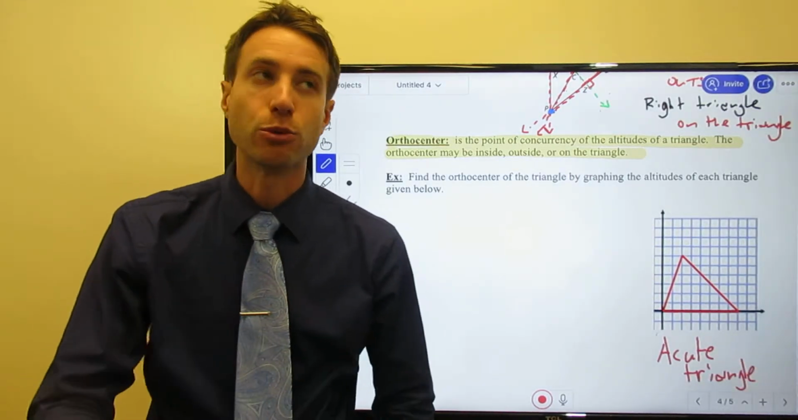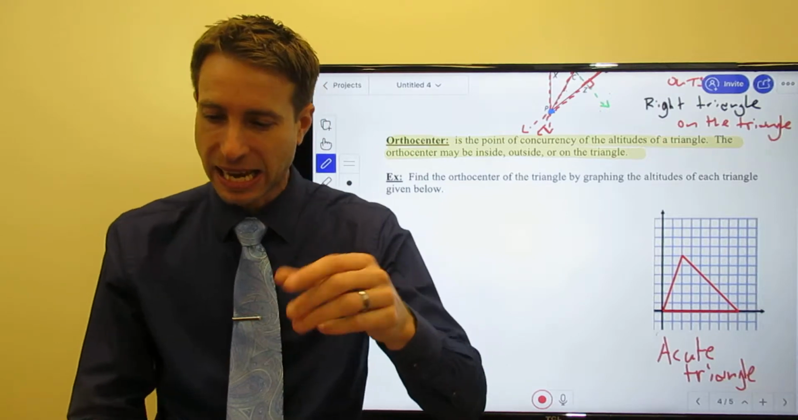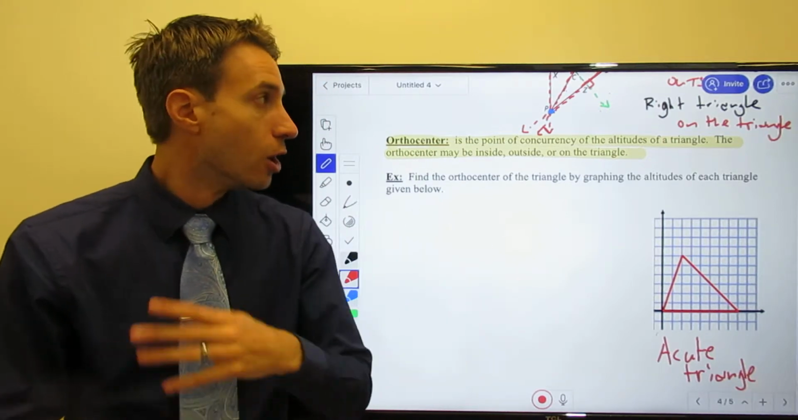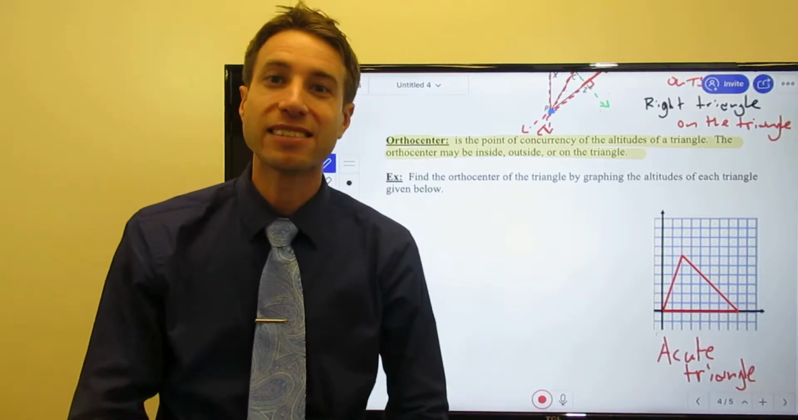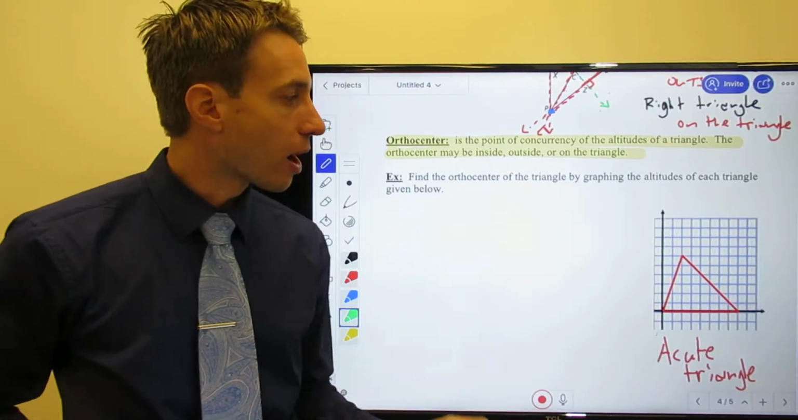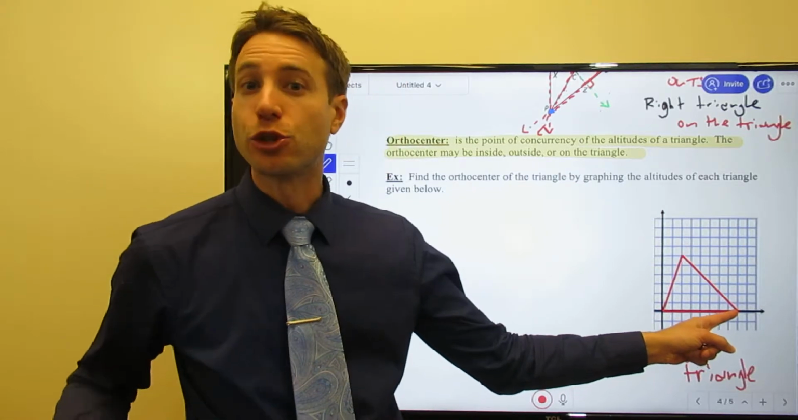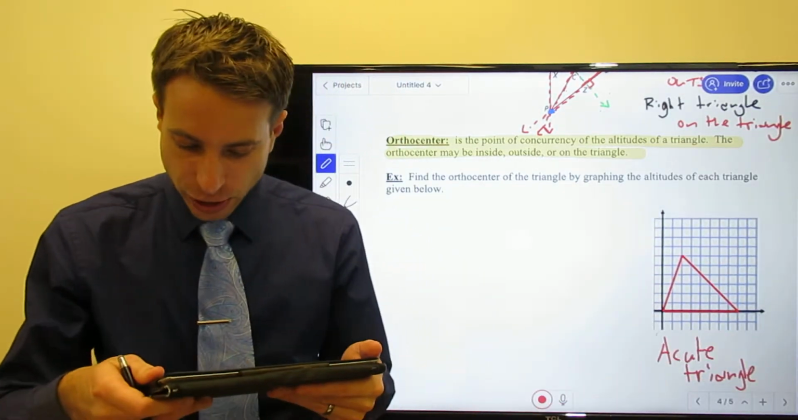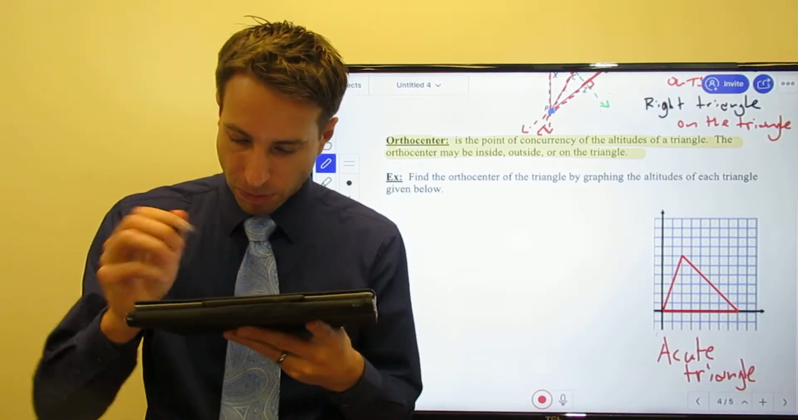What does that mean? Acute triangle. Will my orthocenter be inside, outside, or on the triangle? Well, we remember from above, acute means the orthocenter will be inside the triangle. So here we go. I need to draw a line from the vertex to the opposite side, and I just need to make sure that it is perpendicular.